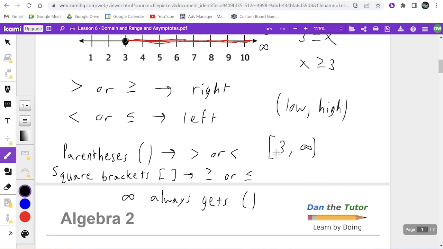So here is our answer: square bracket 3, comma, infinity, parenthesis. And I will be strict with the square brackets and the parentheses today. But are there any questions on this first page? Okay, now we're just going to do a couple more.